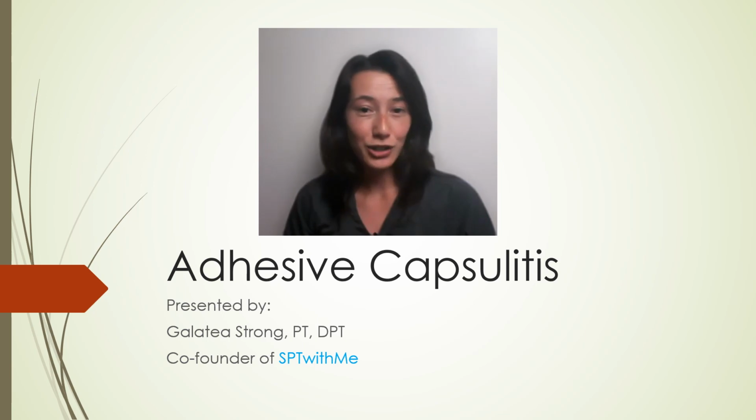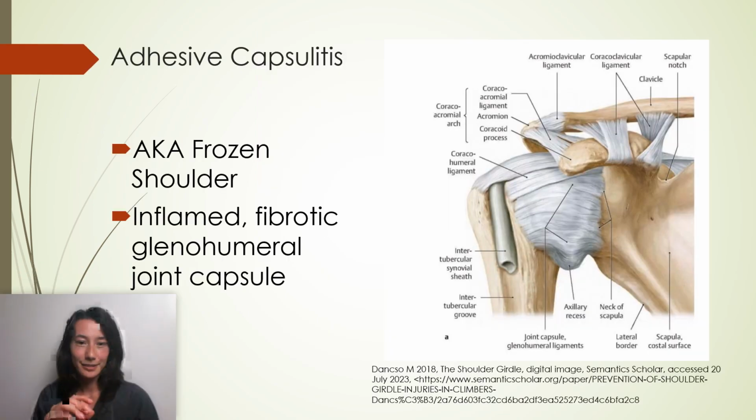Now on to what you're actually here for. Let's talk about adhesive capsulitis. Adhesive capsulitis, also known as frozen shoulder, occurs specifically at the glenohumeral joint. What happens is that the joint capsule of the glenohumeral joint gets inflamed, it gets progressively fibrotic, and it results in contracture. So essentially, the joint is irritated, it's tight, and it's stiff.